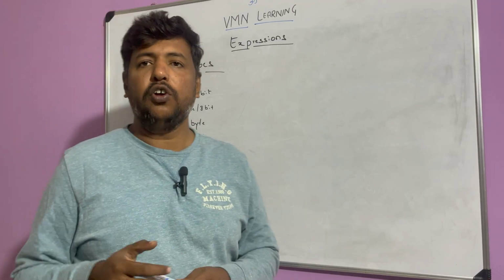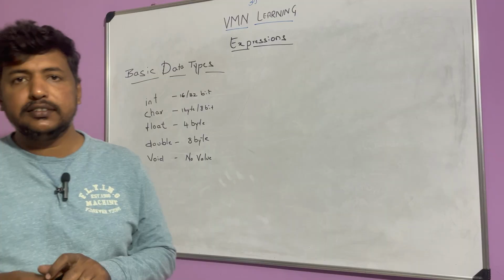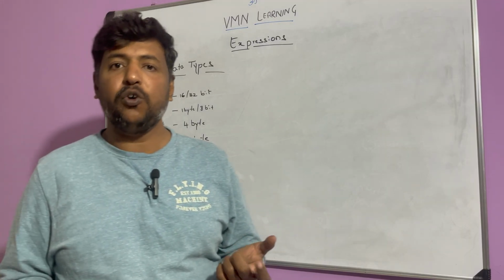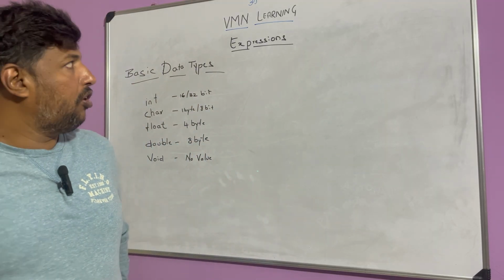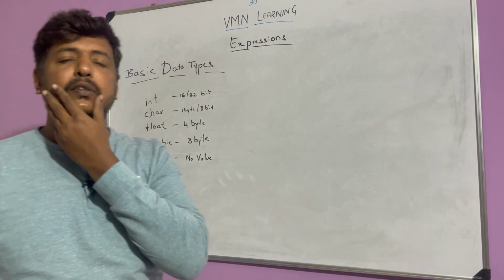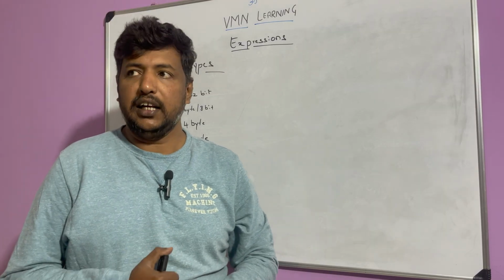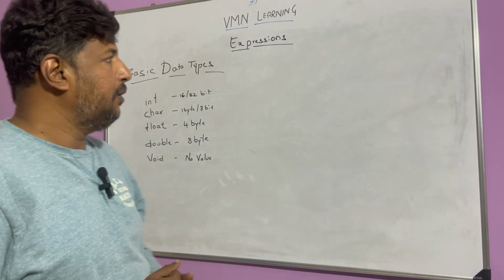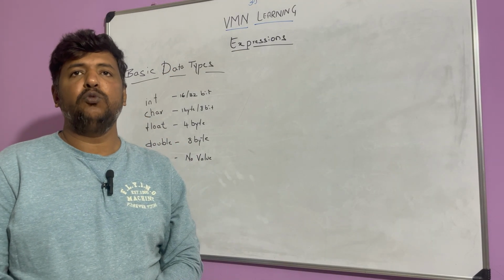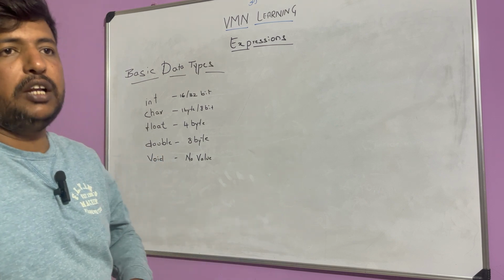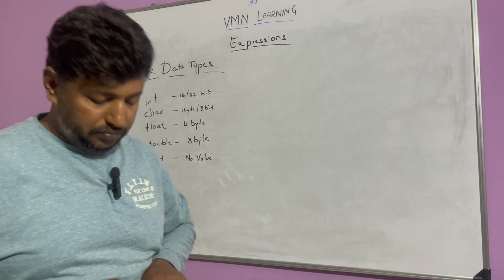So today, last class we created a program and learned how to run a program. Today we are going to talk about expressions, and in expressions we are going to start with the data types. What are data types? Data types are nothing but a way to tell a system what is the type of a value we are going to store.